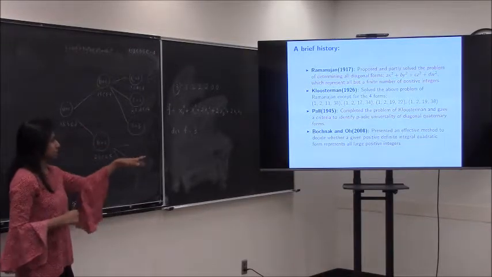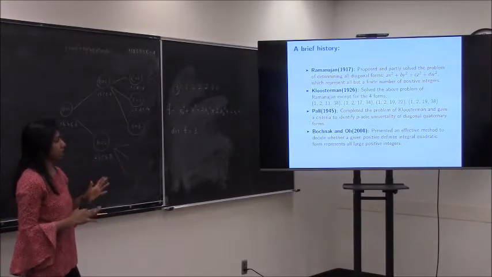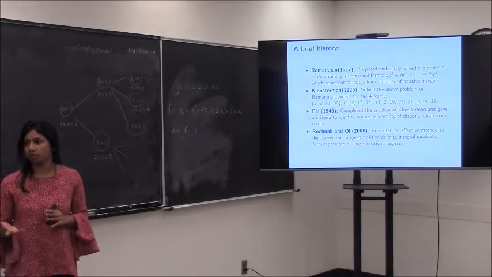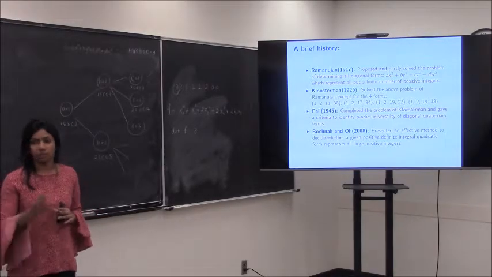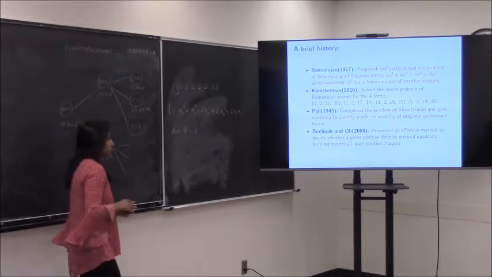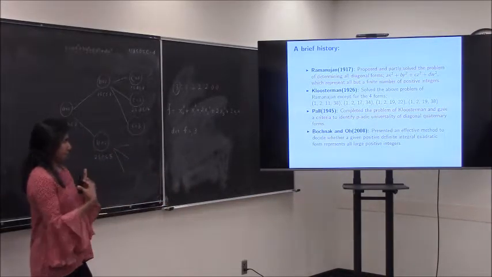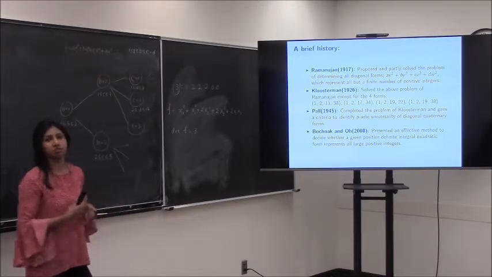It is not just about diagonal forms now. It's about any quadratic form. You can have cross terms in this case. So they have given this effective method to decide whether it is going to be an almost universal form or not.